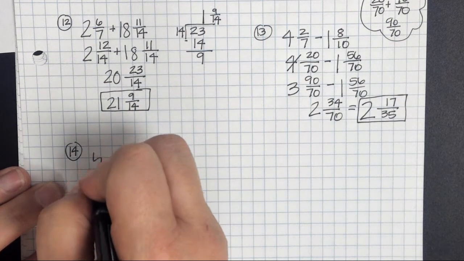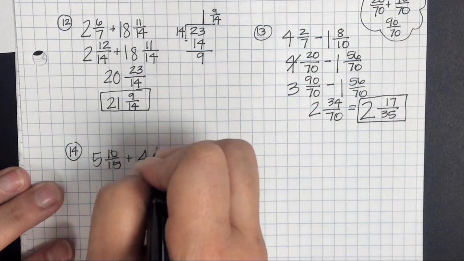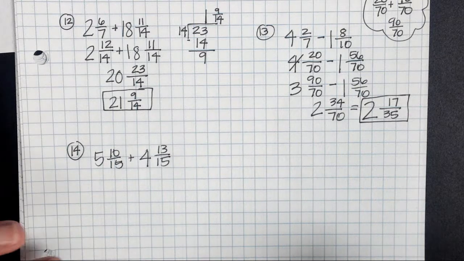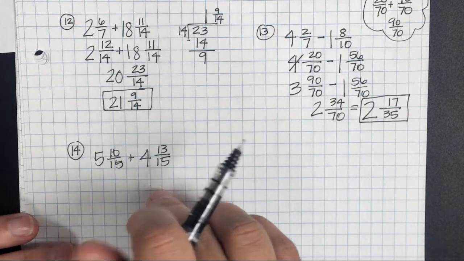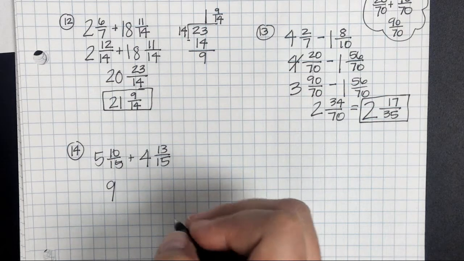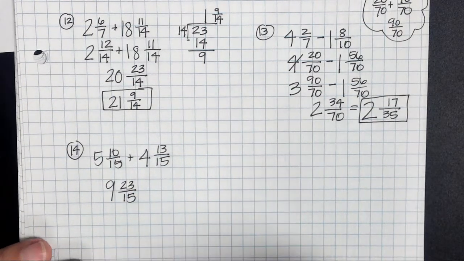Let's see, 5 and 10 over 15 plus 4 and 13 over 15. Do I have to do anything to it? No, because we already have common denominators. So 5 plus 4 gives me 9. 10 plus 13, 23 over 15. I have a messy fraction.